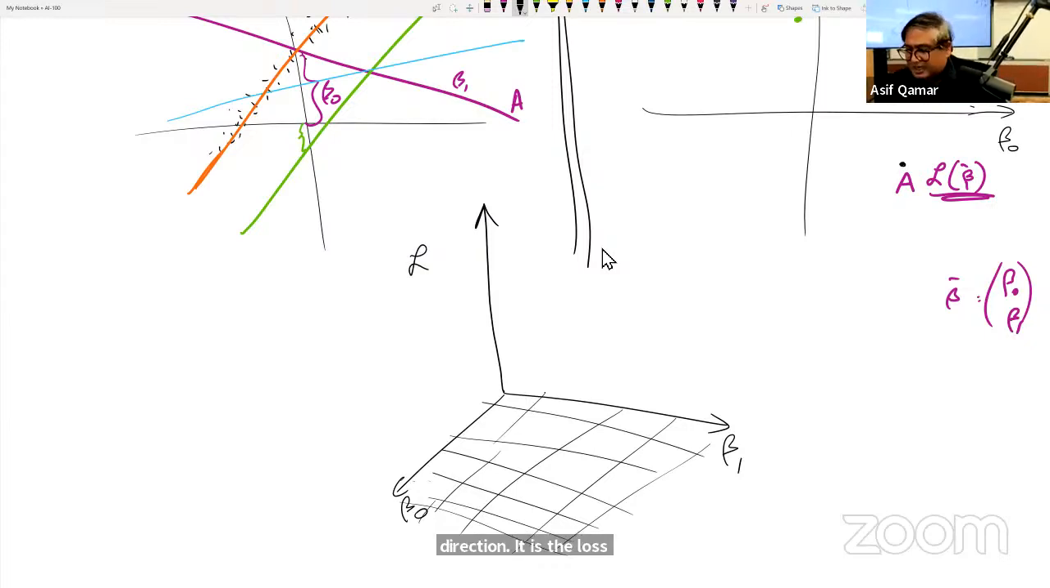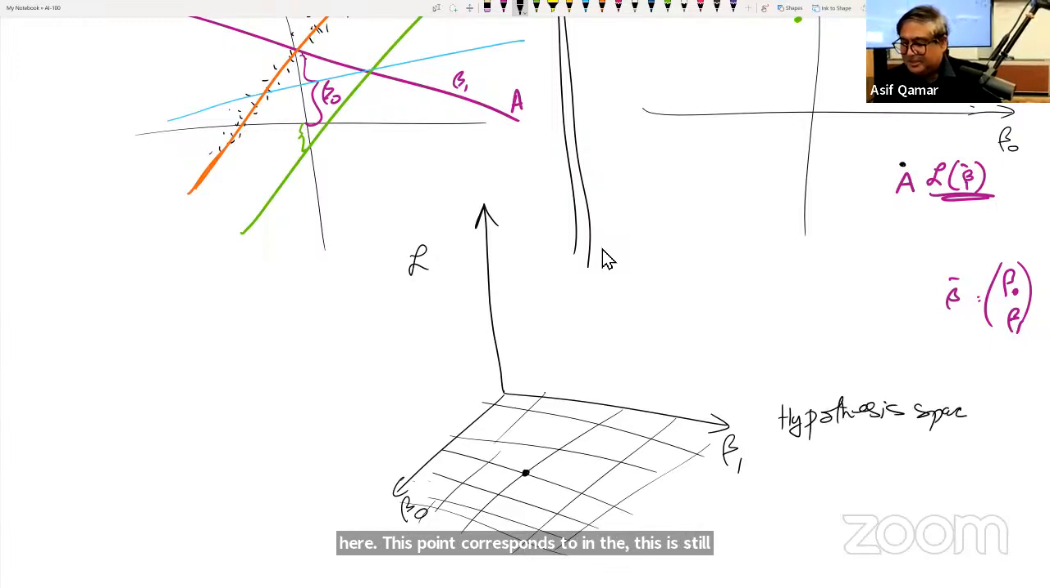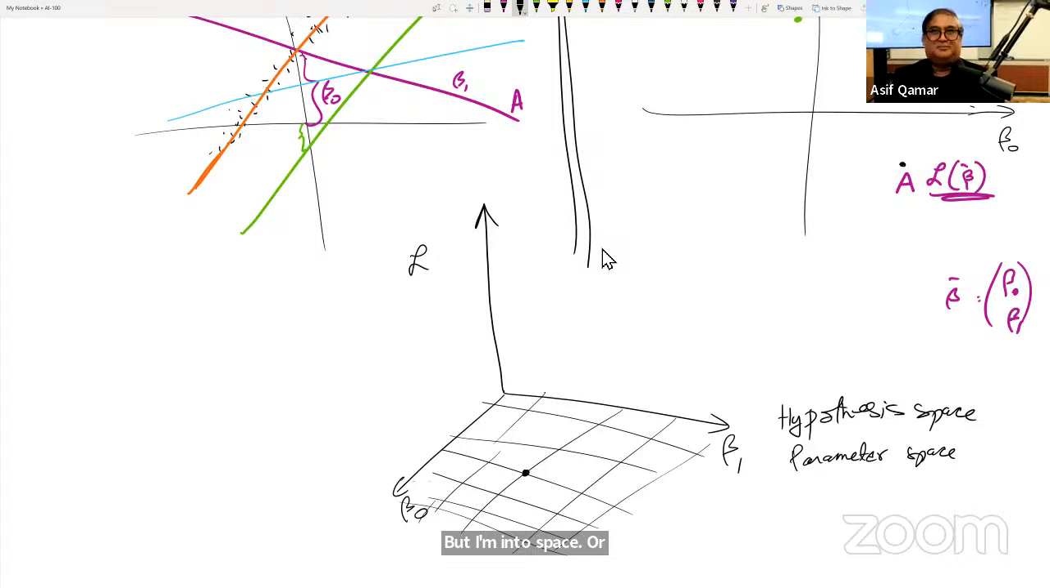So you agree that for every point, if I pick a point here, this is still the hypothesis space. More formally, to use more formal language, it is the parameter space, or parametric space, whatever it is, parameter space, right? Associated with each point anywhere, there is a loss associated with it, isn't it? Do we agree? There's a loss.